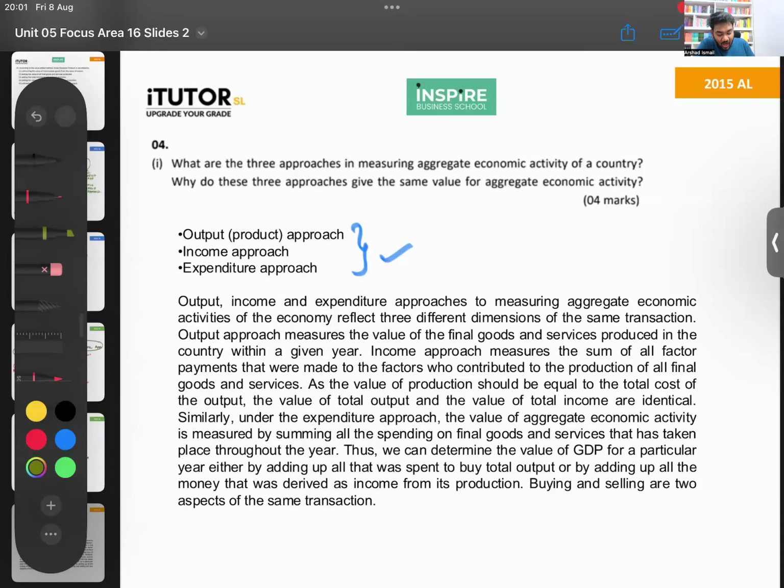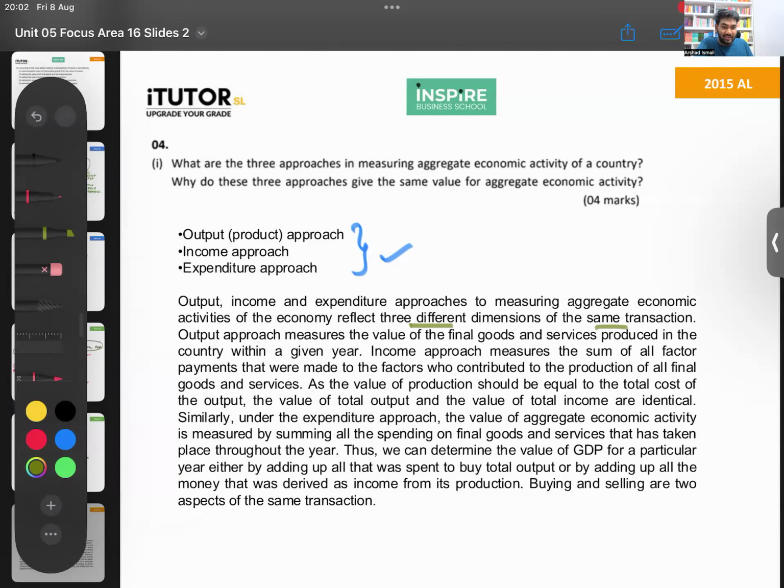I'm saying output, income, and expenditure approaches are measuring aggregate economic activity of the economy. Measuring aggregate economic activities of the economy reflects three different dimensions. I told you, three different angles of the same transaction.